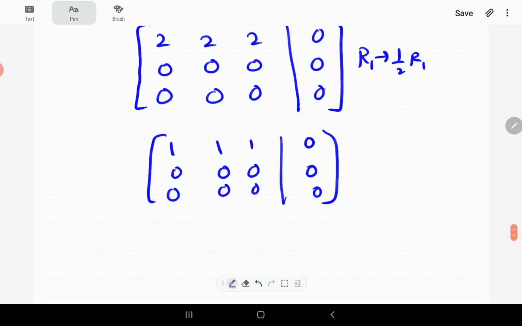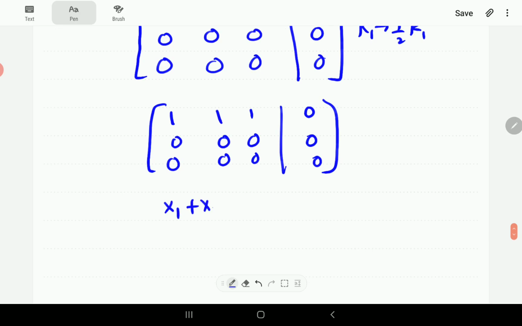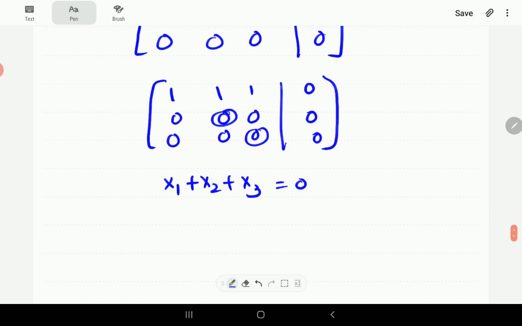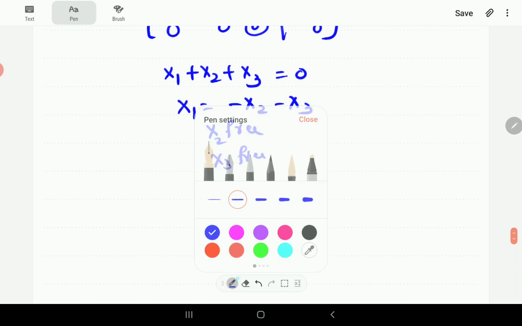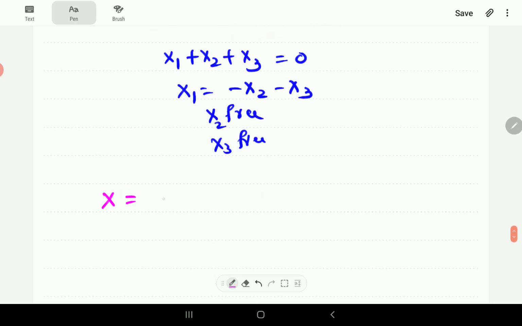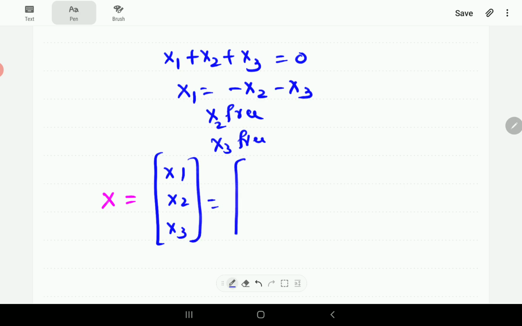Okay. So let us write this as a solution. If you take this as x1 plus x2 plus x3 equal to 0, your x2 is a free variable and x3 is a free variable. We can write this x1 as negative x2 minus x3, and x2 is free here and x3 is free here. So now let us write this as a solution. Your x is equal to x1, x2, x3. This is equal to, your x1 is negative x2 minus x3, x2 is x2 and x3 is x3.